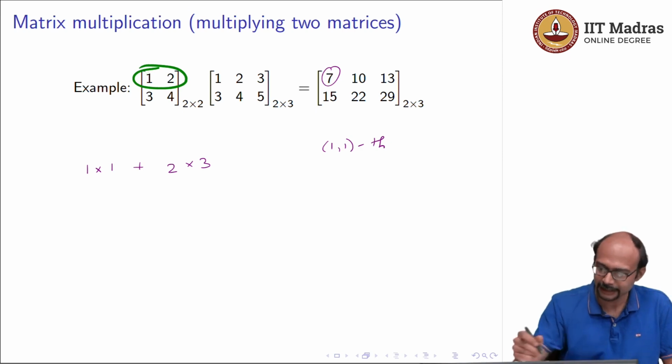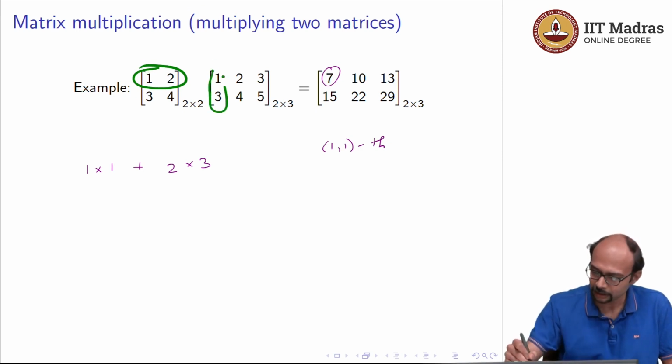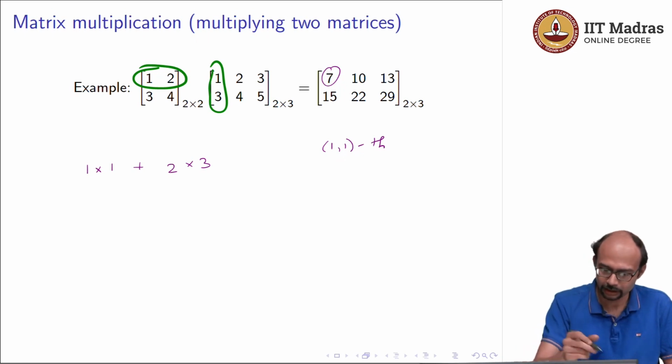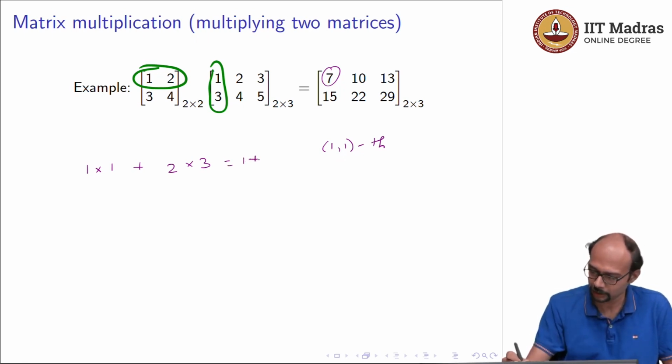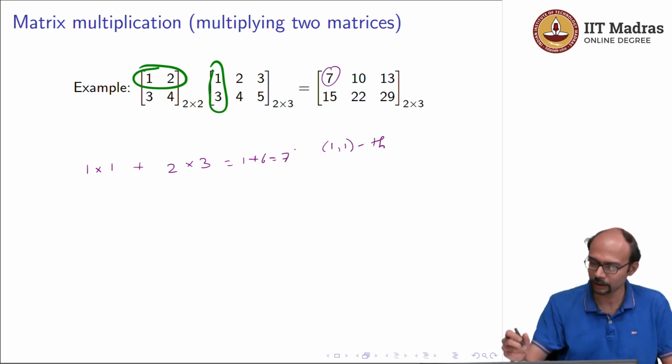Okay, and the second 1 and 3 came from here. So what is the sum? This is 1 plus 6, which is indeed 7. So that's how I got that 7.